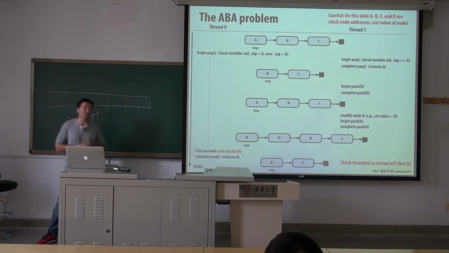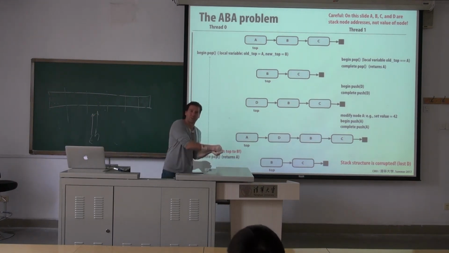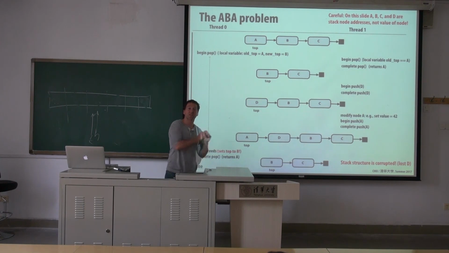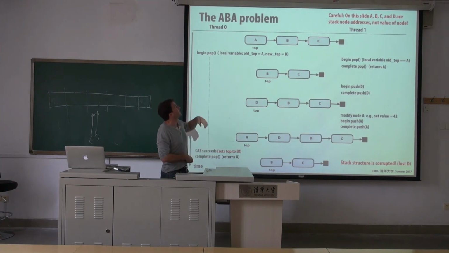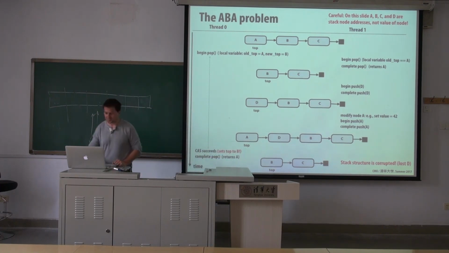But that's not actually true, because these other operations added a bunch to the stack and then put the same pointer back on the stack. So we actually tricked our algorithm. It's called the ABA problem because there was A and then there was B, and we popped A and then put A back on. That's why it's called the ABA problem.